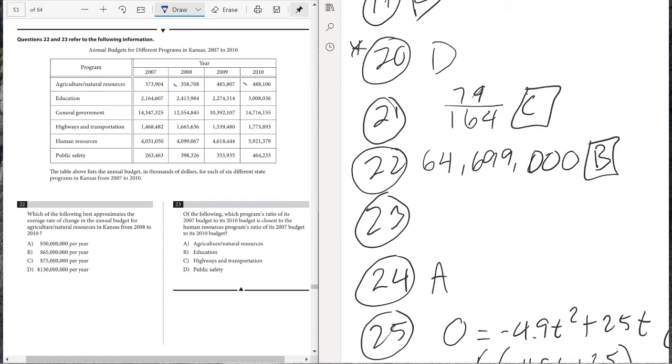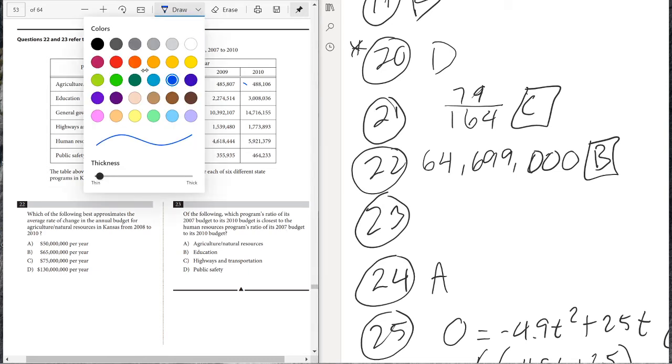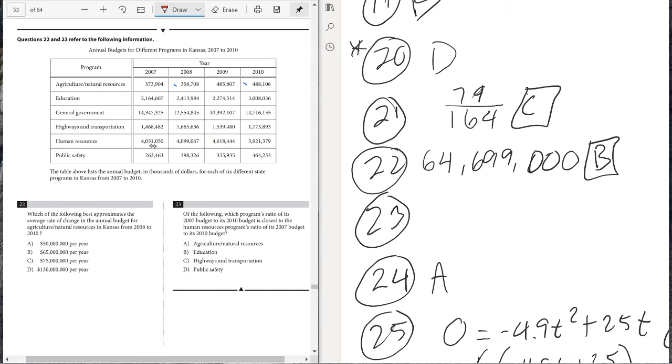All right, of the following, which program's ratio of 2007 to 2010 budget is closest to the human resources program ratio? Gross. Okay, human resources. Let's change colors here to red. So here's human resources. The ratio of the 2007 to 2010 budget is closest to the human resources program from 2007 to 2010 budget. Okay, so we just need to figure out what that is. So I would take those numbers and find out what that is.